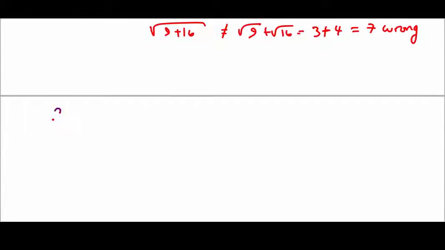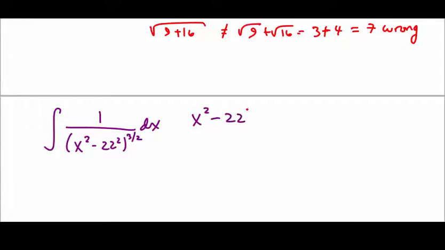So this is the square root of 1 over x squared minus 22 squared to the 3/2 dx. Okay, so let's go ahead and see if we can recognize the form that this comes in. So x squared minus 22 squared. This looks like a u squared minus a squared. And the substitution that we should use for u squared minus a squared is to let u equal a secant theta. U in this case is x, a is 22.